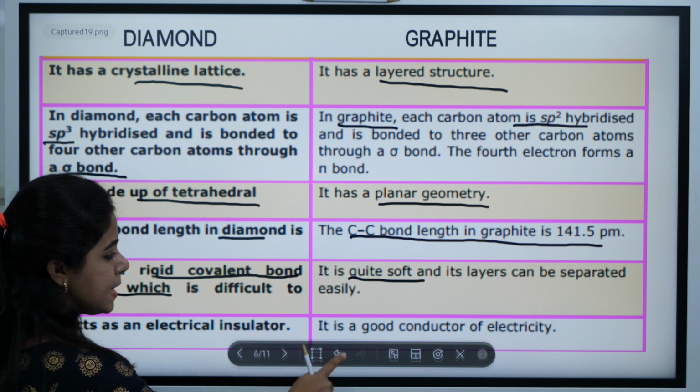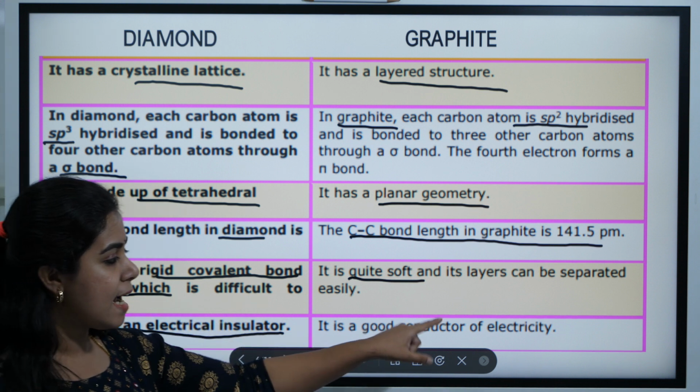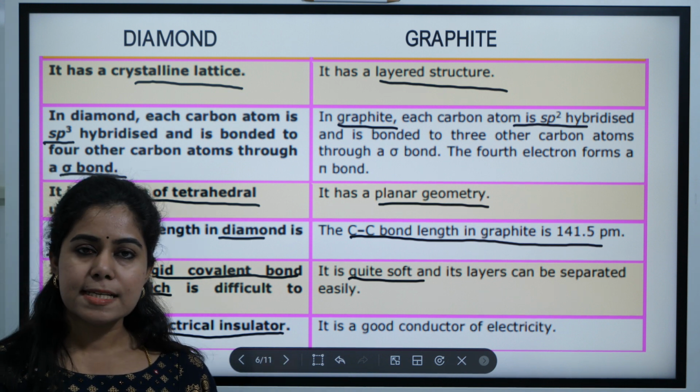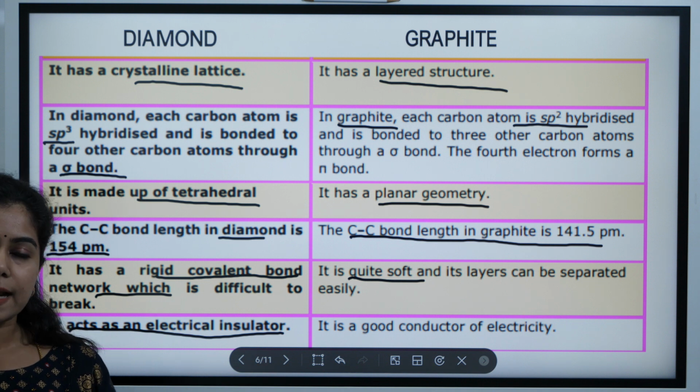Another important property is that diamond is an insulator. That means it does not allow electricity to pass through it, whereas graphite is a good conductor of electricity. So you see, both are crystalline, but based on the difference in the structural arrangement, they have entirely different properties.